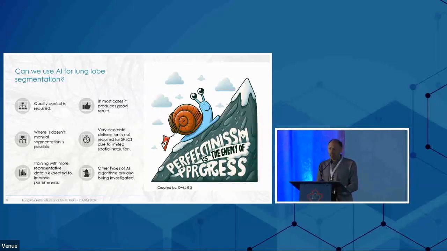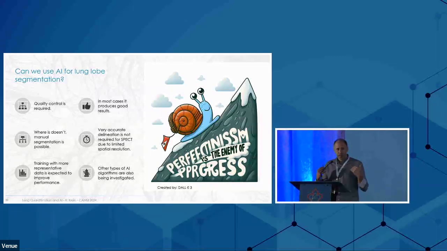So I love AI. This picture was generated by AI. Hopefully you can appreciate, looking at the text, that AI is not perfect. So the question is, can we use AI lung lobe segmentation? Well, I would say yes, but quality assurance is required, right?